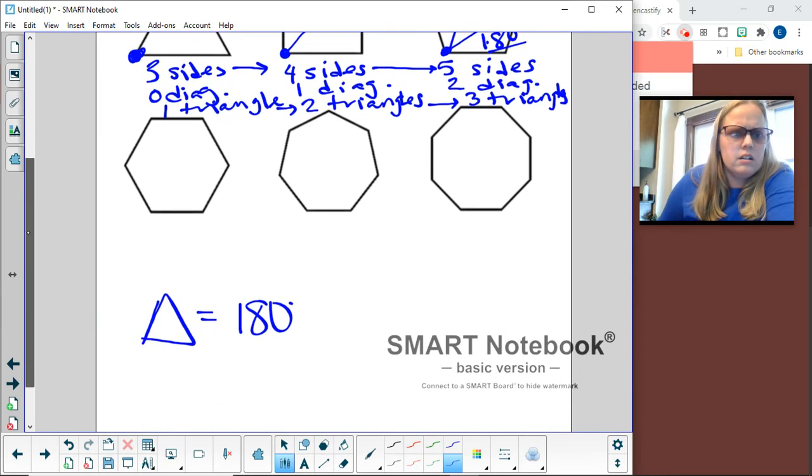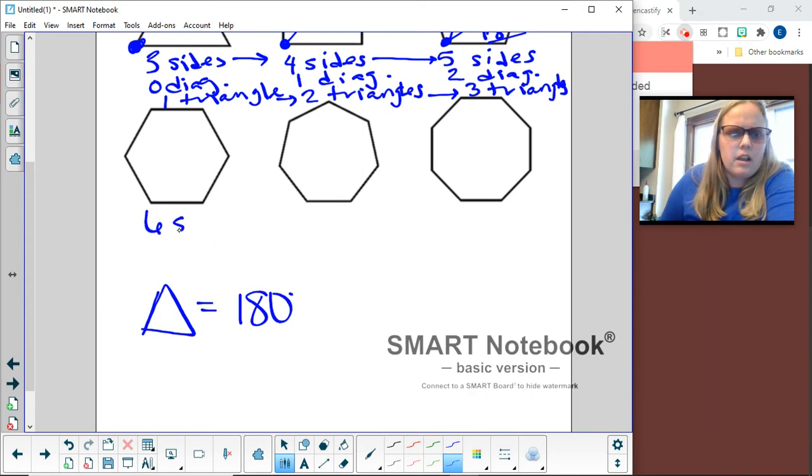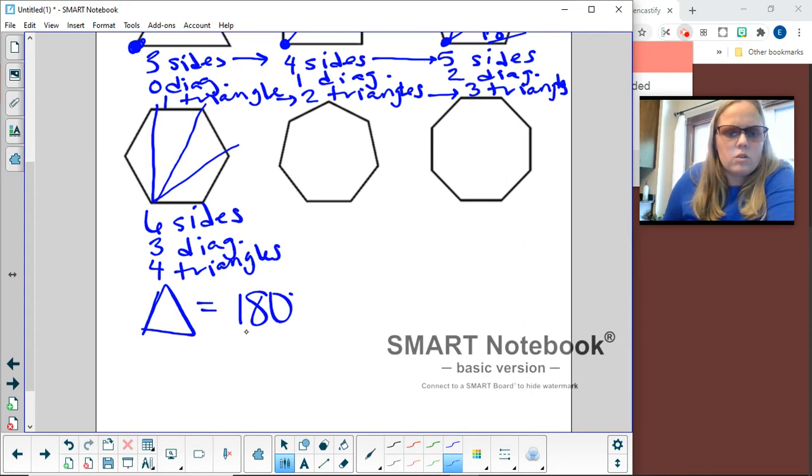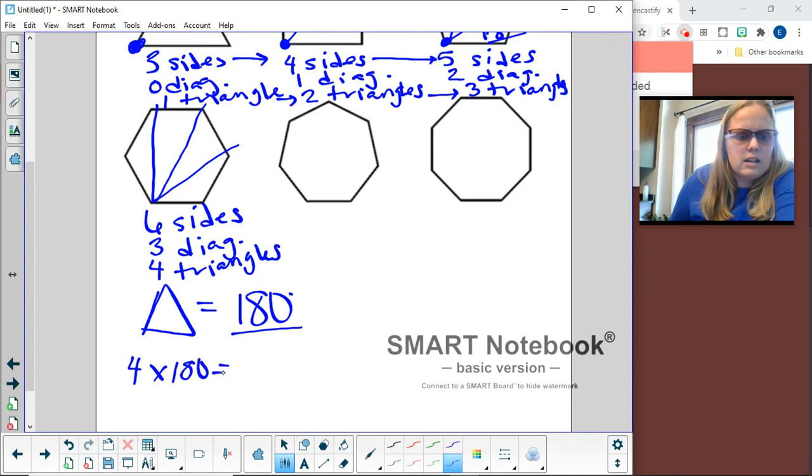So down here, this hexagon has 6 sides, which will be 3 diagonals: 1, 2, 3. And that will result in 4 triangles. If each of those triangles is 180 degrees, 4 times 180 leads us to 720 degrees, the total for a hexagon. So the other way that we can write an equation for this is based off of how many triangles we can split the figure up into.